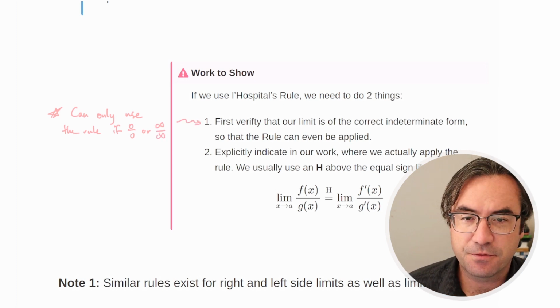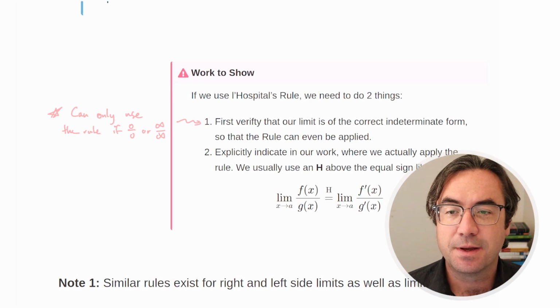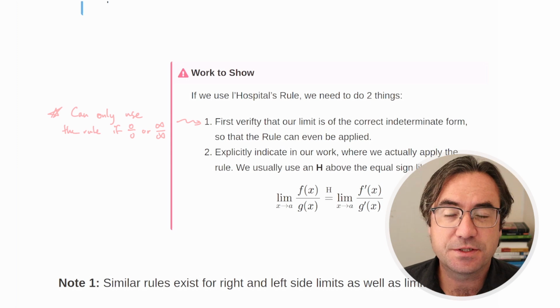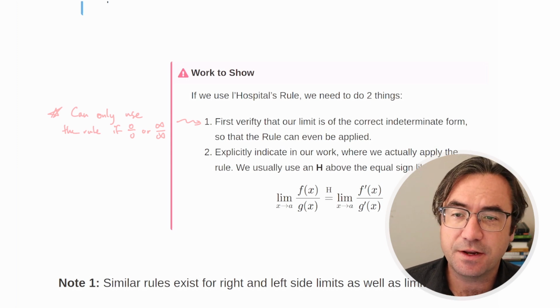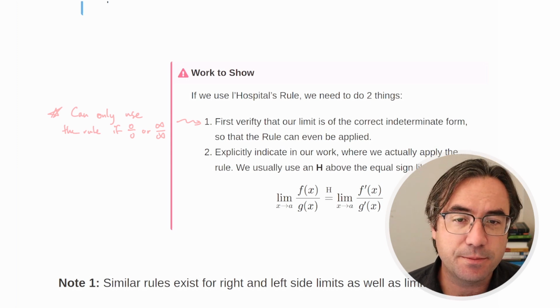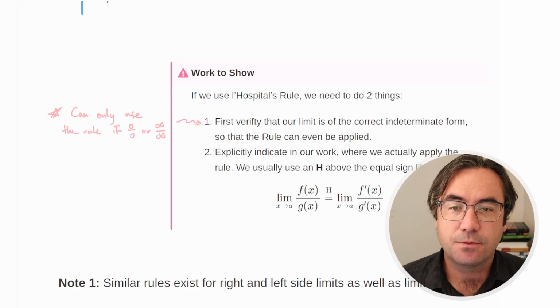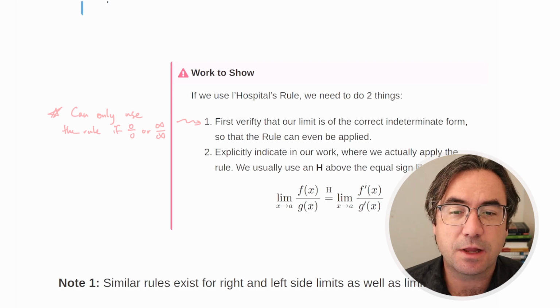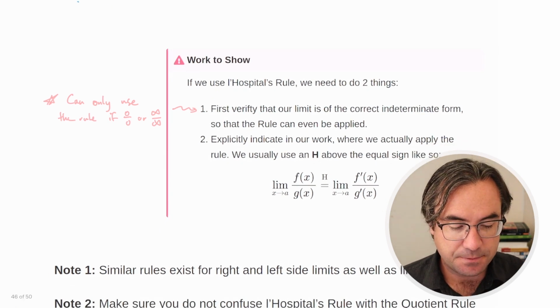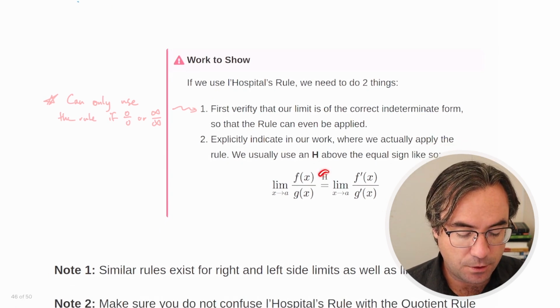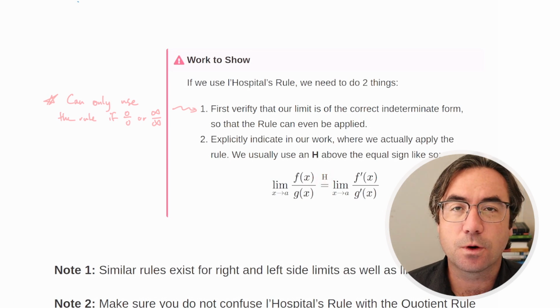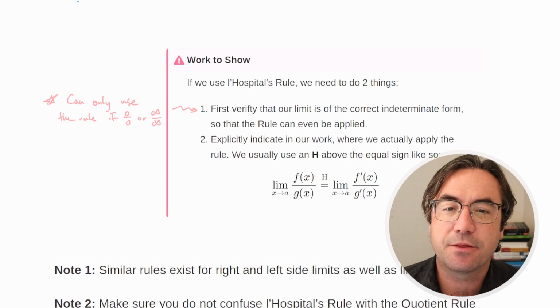You first have to verify that you have the correct indeterminate form. You can only use the rule if it's 0 over 0 or infinity over infinity. If it's something else, then the rule is going to be incorrect. And then once you verify that, you can apply the rule. And when you apply the rule, I want to see in your work the specific step where you apply the rule.